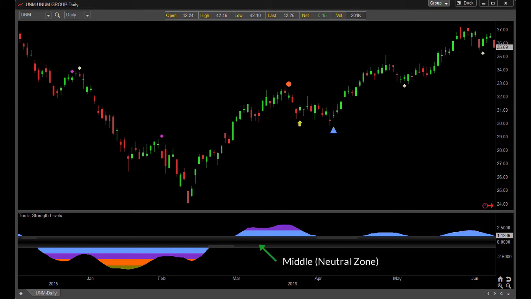One thing to note on the neutral zone: when you're coming from a strength area and then enter that neutral zone area, we identify this with a slightly tinted gray color, which allows one to continue to take trades in the direction of the previous strength, enabling you to take these two long positions.